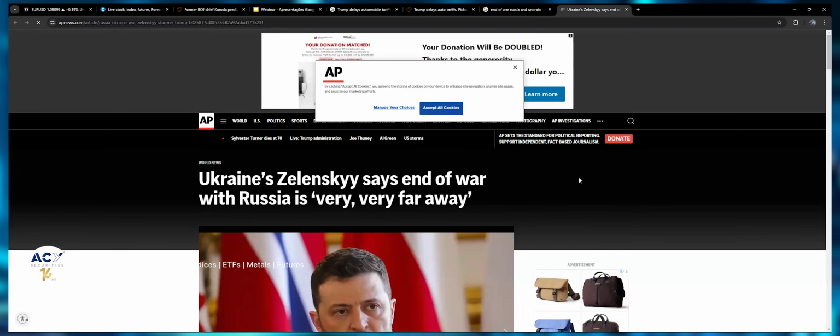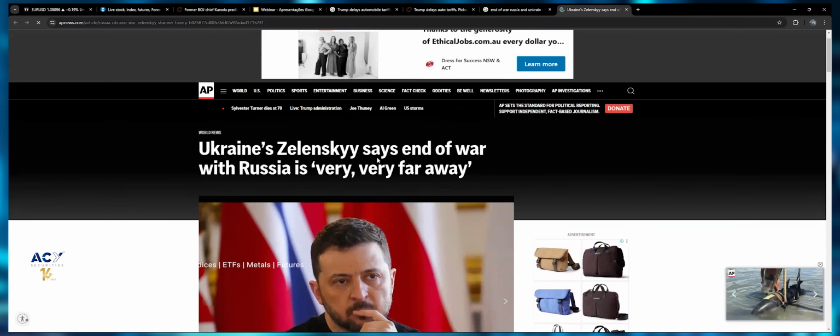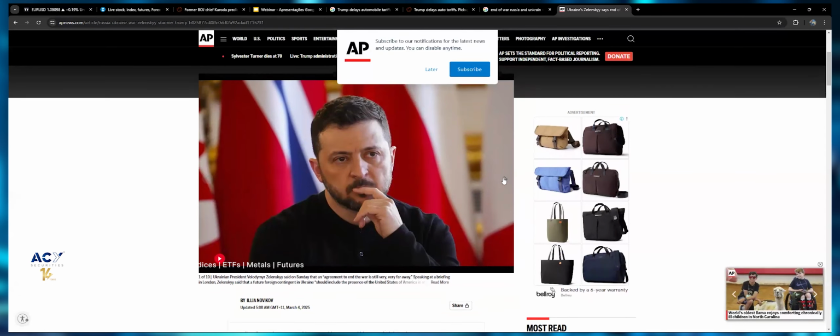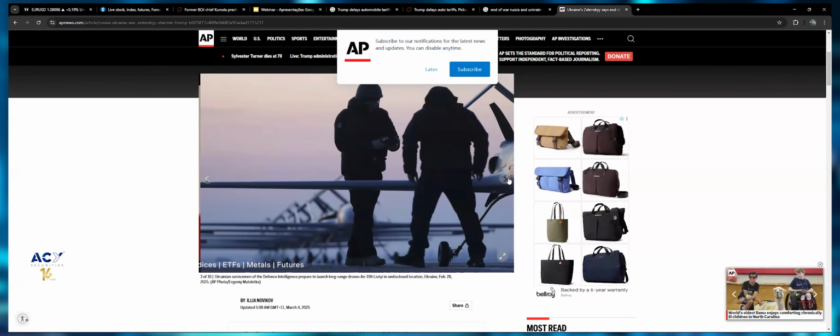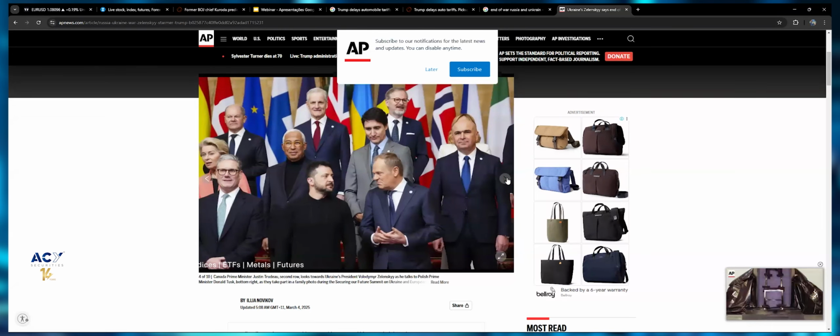So 3 days ago, that's the first part I want to show. Zelensky says the end of war with Russia is very, very far away. So showing that he doesn't want to stop the war, okay? And that he will continue to do that if needed.